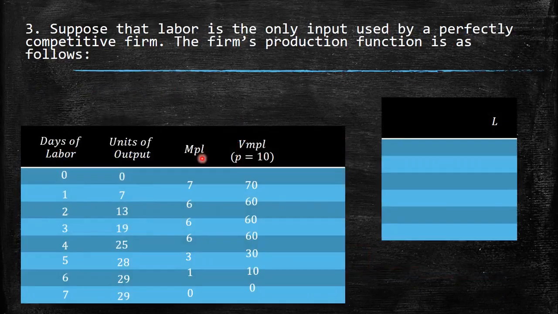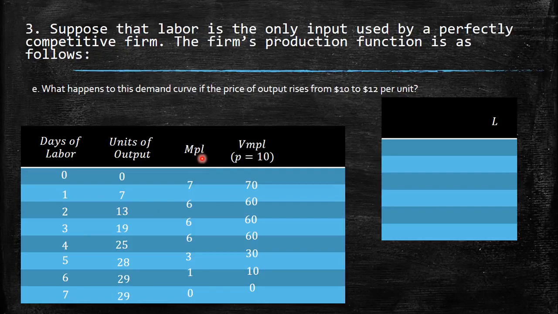Then, what happens to this demand curve if the price of output rises from 10 to 12 per unit? Here is the value when it's equal to 10, and then this is the value when the price is equal to 12. And why does it increase? Because remember, the value of the marginal product of labor is equal to the price times the marginal product of labor. So it should be 12 times 10, 12 times 6, and so on until 12 times 0.